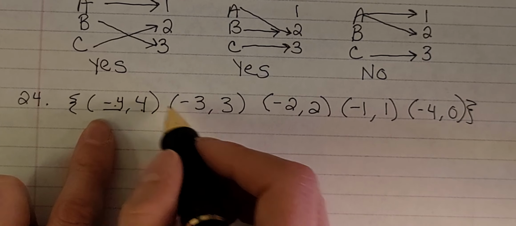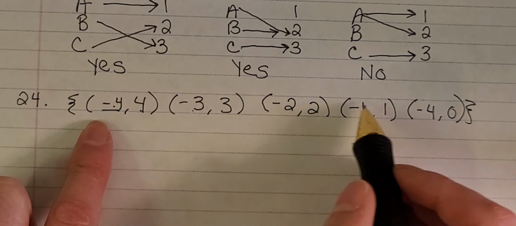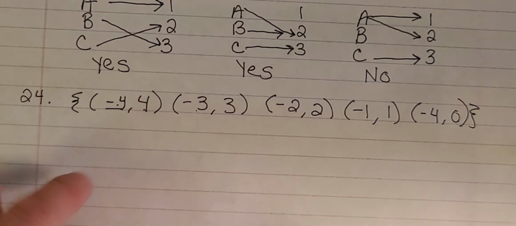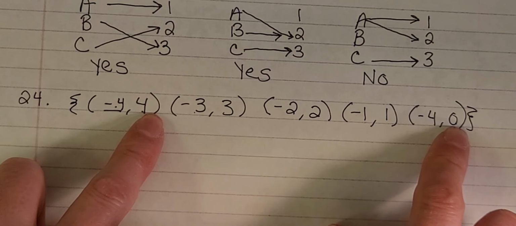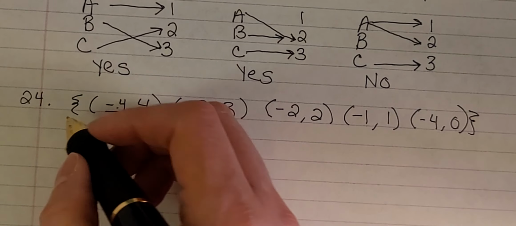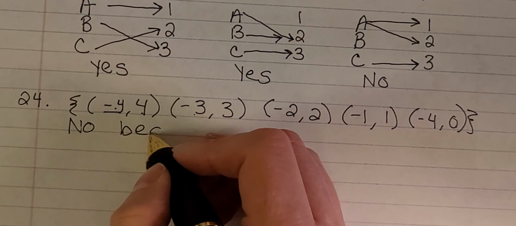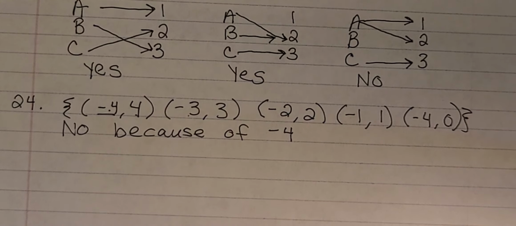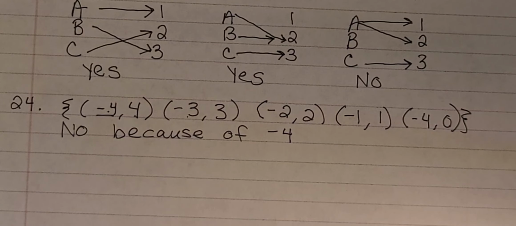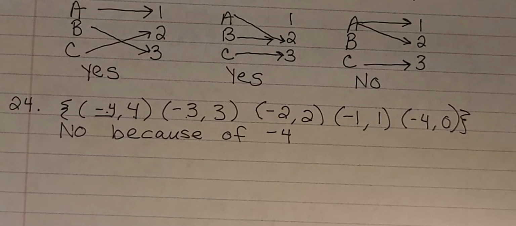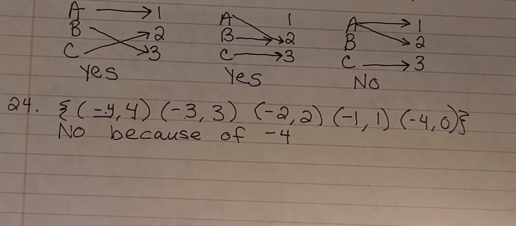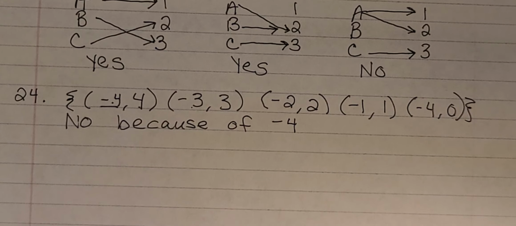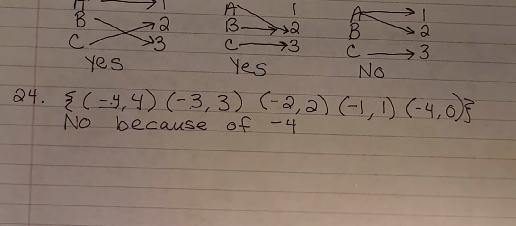So -4 goes to 4, -3 goes to 3, -2 goes to 2, -1 goes to 1, -4 goes to 0. So you have the input has two outputs. So this is no because of the -4. And since it's not a function, you do not need to state the domain and range. If you did need to state the domain and range, your domain is all the x values listed. Your range would be all the y values listed. But if it's not a function, you just put no, the reason, and move on.